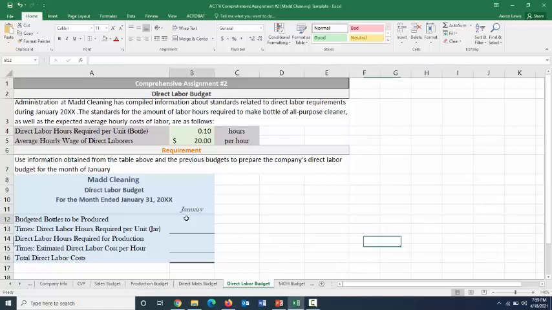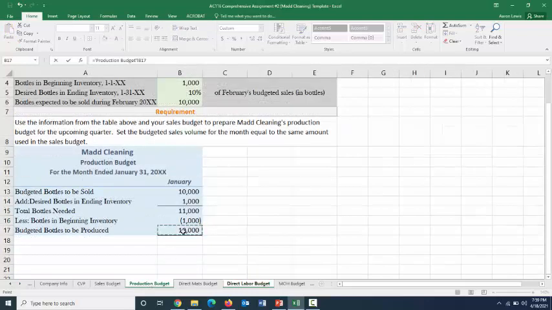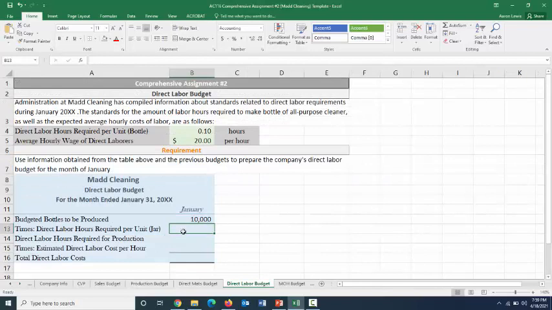So you start with your budgeted bottles to be produced, taken directly from the production budget. For the month of January, they're going to produce 10,000 bottles of all-purpose cleaner. Well, the direct labor hours required for each one of these bottles is 1/10 of an hour. So if they're making 10,000 bottles and each one takes 1/10 of an hour, well, if you take your bottles to be produced and multiply it by that 1/10 of an hour, 10,000 times 0.10 is 1,000. Their employees are going to have to work 1,000 hours in order to produce the 10,000 bottles they intend to sell to meet their target level of operating income.